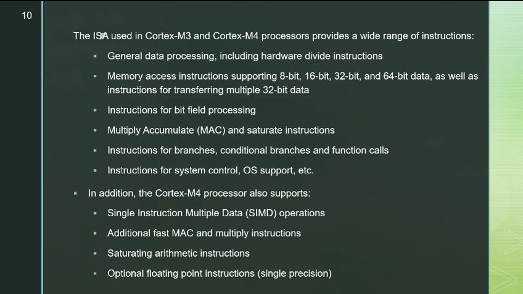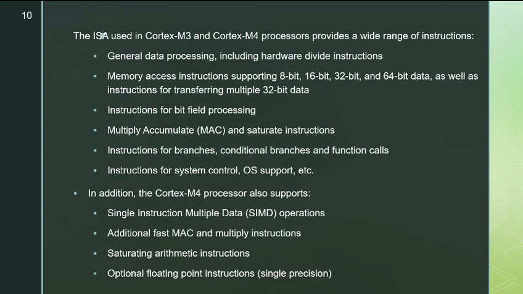In Cortex-M3, general data processing including hardware divide instructions, memory access instructions supporting 8-bit, 16-bit, 32-bit and 64-bit data, as well as instructions for transferring multiple 32-bit data. Then it supports instructions for bit field processing. It supports multiply accumulate, that is MAC instructions, and saturate instructions, instructions for branches, conditional branches and function calls, instructions for system control, OS support, etc. So these are the instructions which are supported by Cortex-M3 processors.